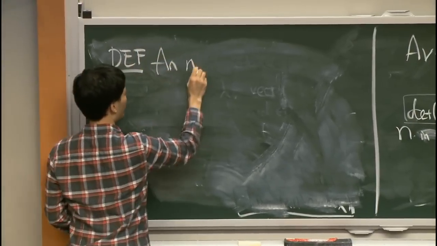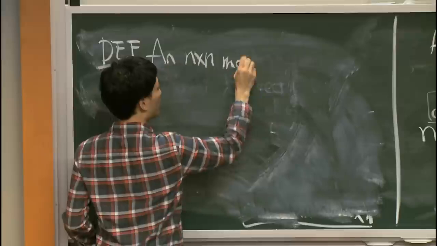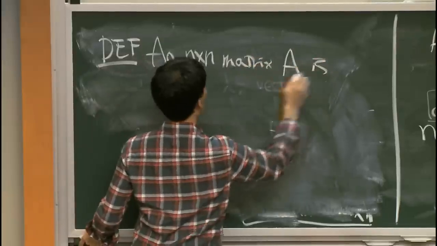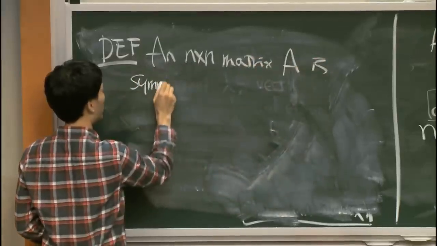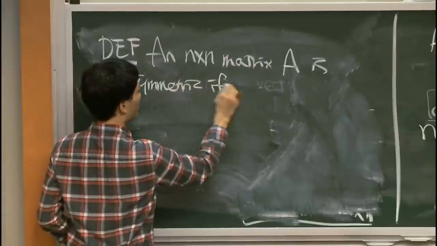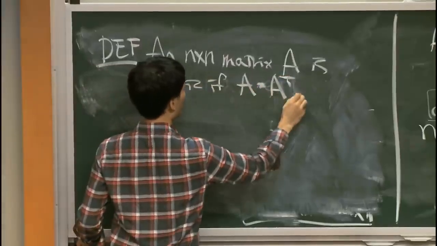So an n by n matrix A is symmetric if A is equal to A transpose.